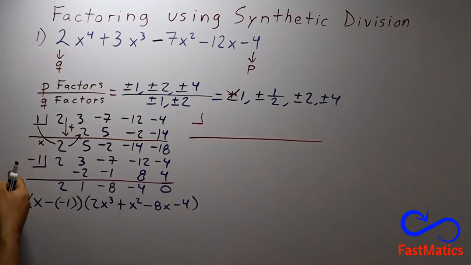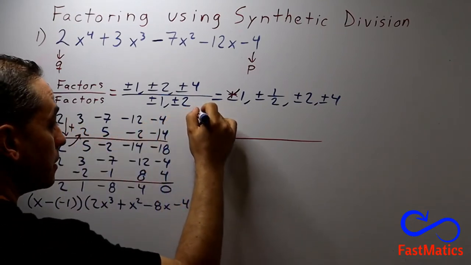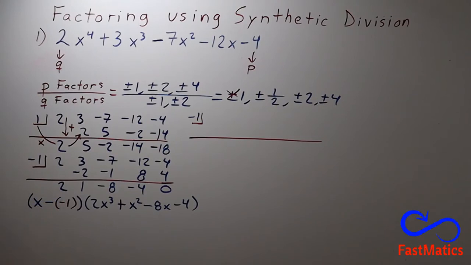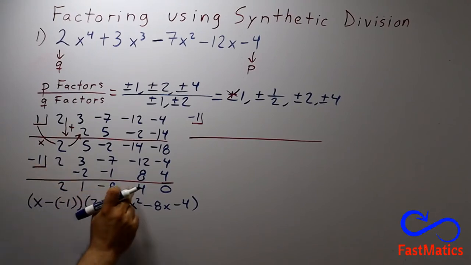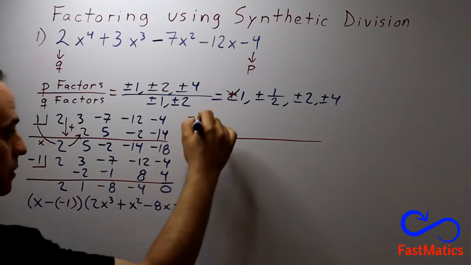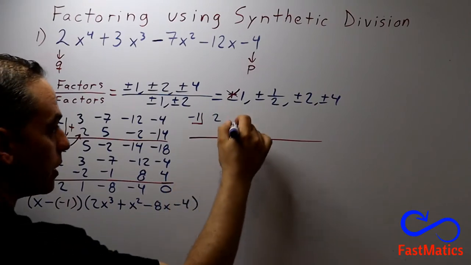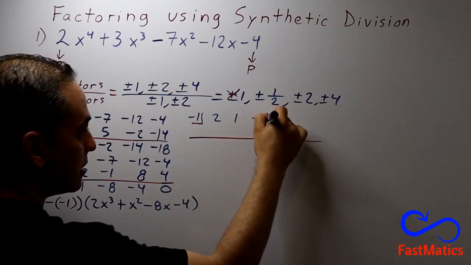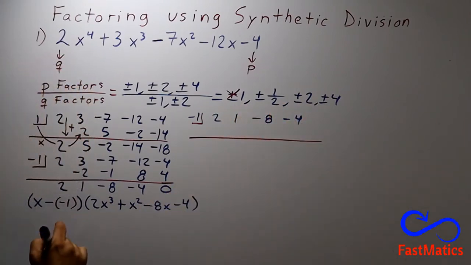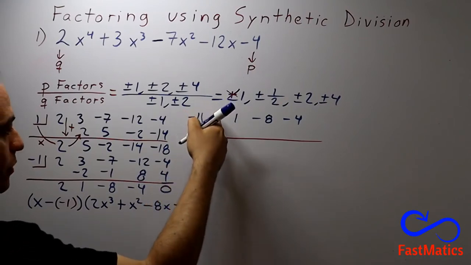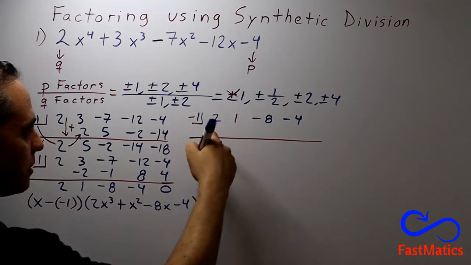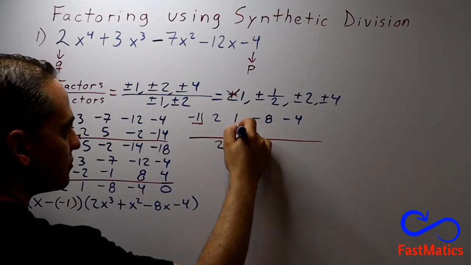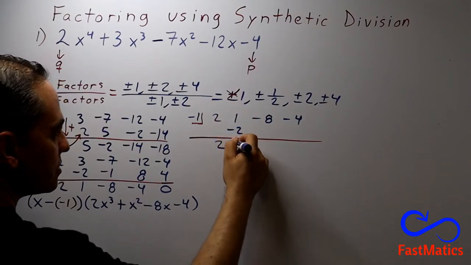we can try again with the same number. Maybe it could appear again in the factorization. So we copy the coefficients here, 2, 1, negative 8, negative 4. And after that, as always, we add and we multiply. Negative 1 times 2 is negative 2. 1 plus negative 2 is negative 1.